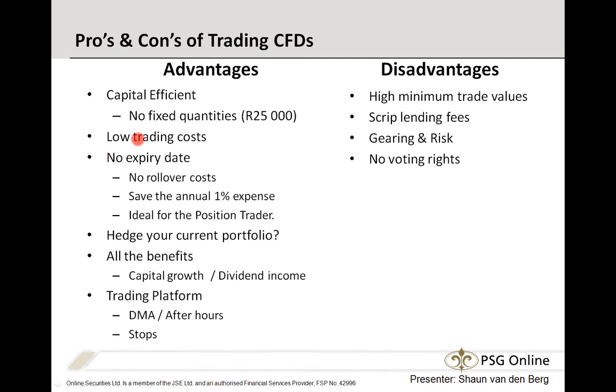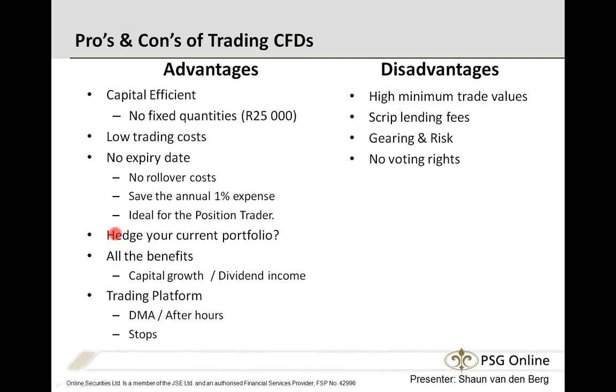Okay, remember, very, very low trading costs. And secondly, with CFDs, there's no expiry date, so there's no rollover costs. So essentially, you're saving yourself 1% per annum, 0.25% every quarter. So this is ideal for the position trader. A position trader is someone who's holding from a few weeks to a few months to a few years. Okay, as long as the trade's moving in your favor, and you can handle the variation margin, and you can handle the interest, no problem.